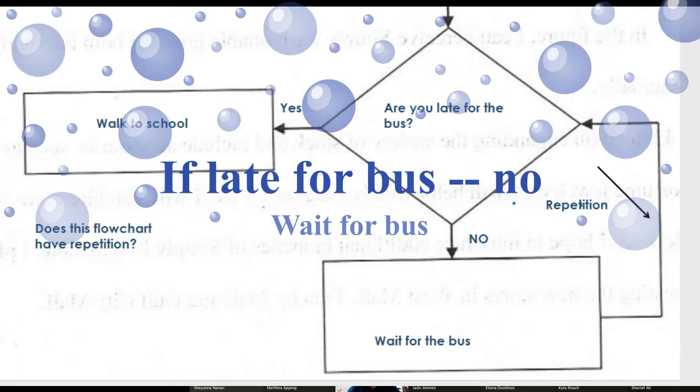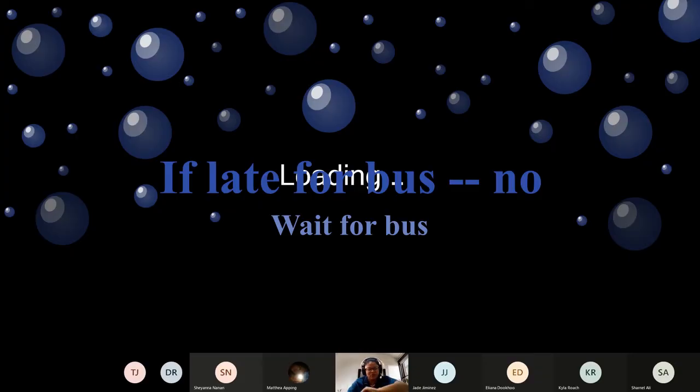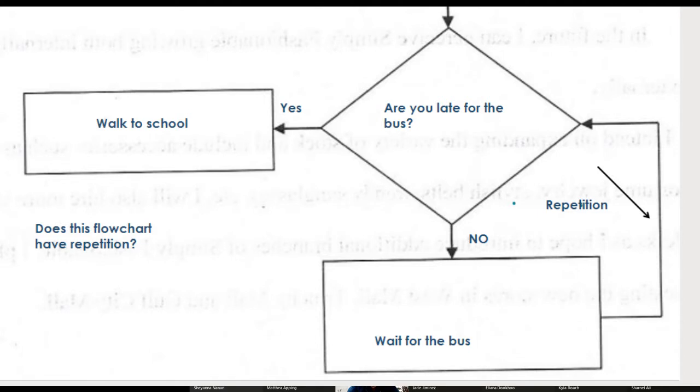Follow with me. And then you go back up. Am I late for the bus? Check my watch again. No, I think I have some time. I keep on waiting, all right? But let's say I've been waiting so long. Oh my gosh. Yes, I'm late. The bus either has not come or I missed it. Then I will have no choice but to walk to school. So this is how you represent a situation using a flowchart.